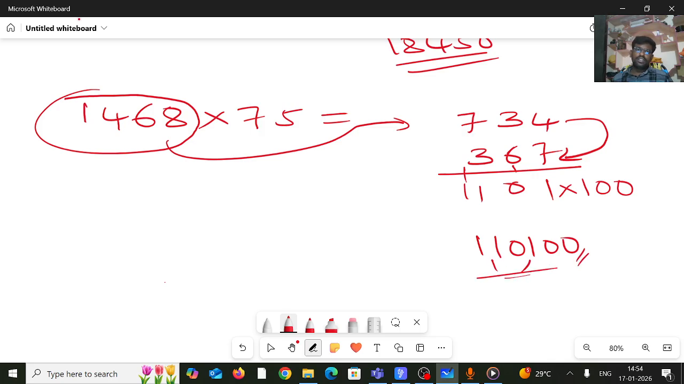You can verify with the general procedure also. You will get the same answer. And then coming to the next concept, we have discussed the multiplication with 5, 25, 125, 50, and we have discussed multiplication with 75 also. And now I will discuss multiplication with 9, 99 and 999.